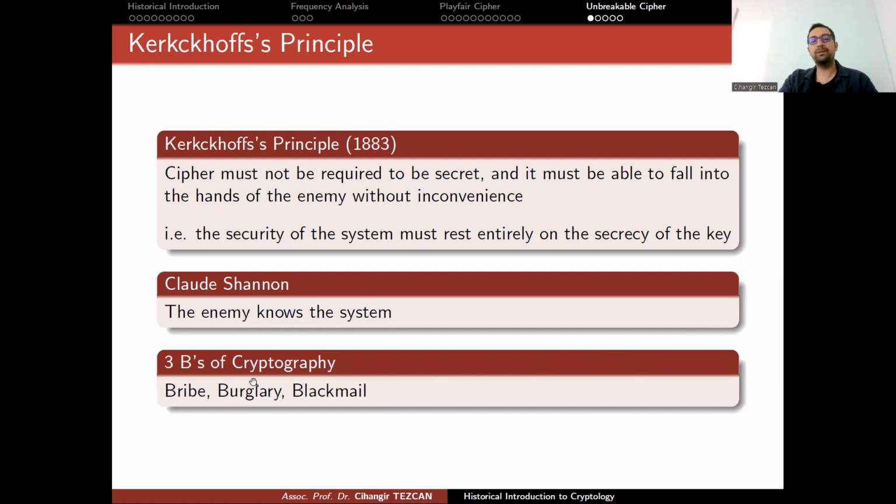We call it the 3 B's of cryptography: bribery, burglary, and blackmail. The enemy might get your algorithm by bribing people. Maybe they can steal it, or they can do blackmail. And Claude Shannon actually shortens the Kirchhoff principle by simply saying that the enemy knows the system. So even if the enemy knows the system, how can I create an unbreakable cipher?